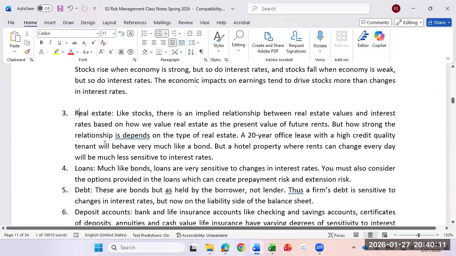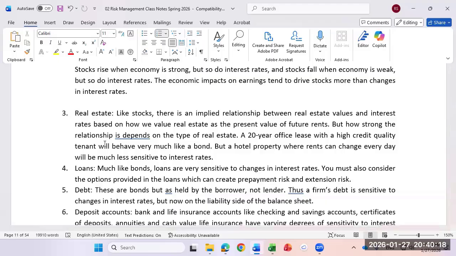Real estate. Again, real estate is valued a lot like stocks. You have a discount rate, you have a cap rate. It implies that when interest rates are low, real estate is worth more, and the opposite, but there are other factors going on with real estate that have impacts. And there are different types of real estate. Some real estate looks like a long-term bond.